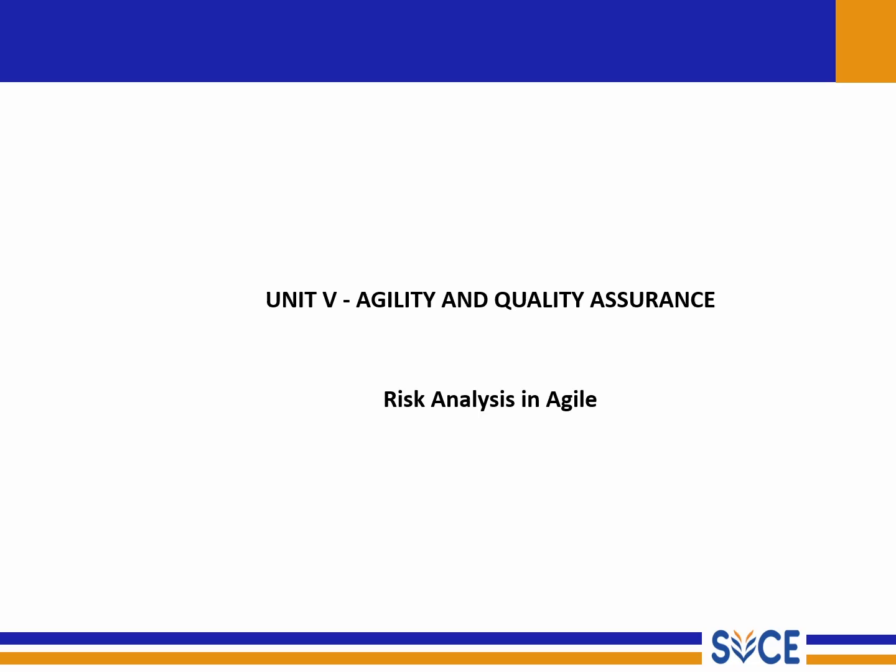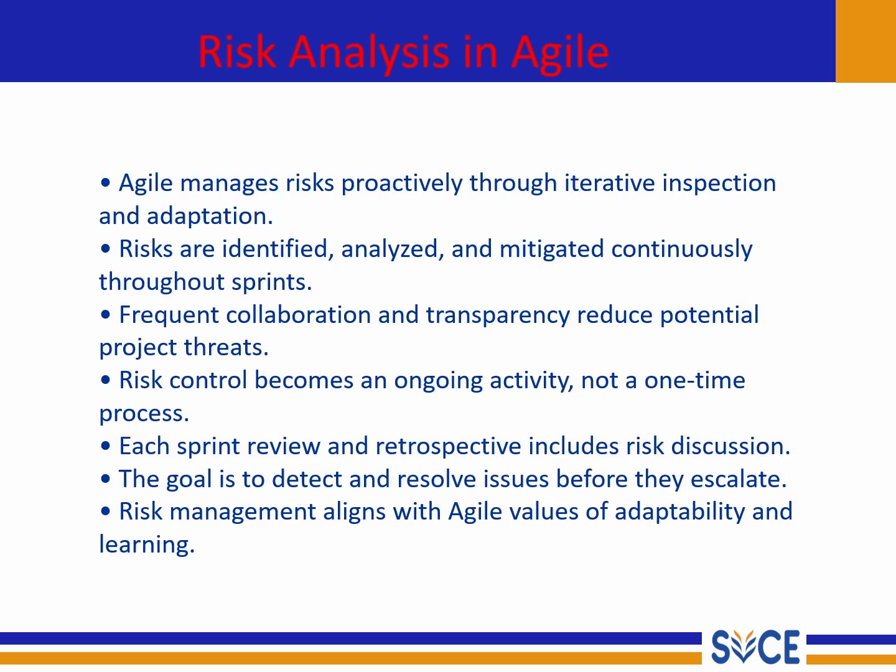Unlike traditional models that detect the risk late, Agile identifies and handles the risk early and continuously. This is because Agile follows short development cycles, frequent reviews, and regular feedback from customers. As a result, risks are controlled before they become major project failures. In the upcoming slides, we will see how Agile teams identify, analyze, and manage the risk effectively. In the next slide, we are going to see the risk analysis in Agile.